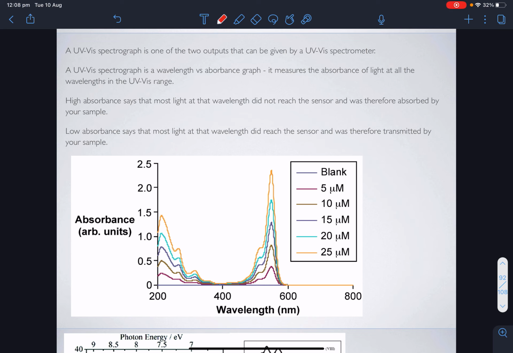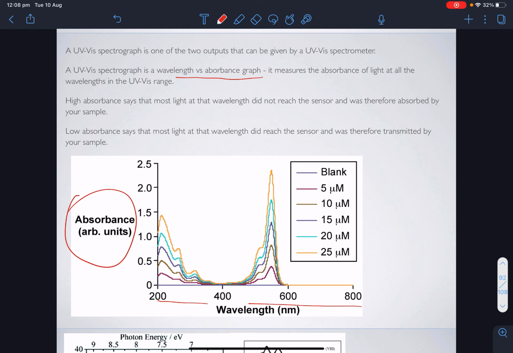So a UV-Vis spectrograph is one of the two outputs that can be given. It's a wavelength versus absorbance graph. So absorbance is on the Y axis, and it's a range of wavelengths. So it's measured the absorbance of your sample through different light, different colored light. High absorbance means that at the wavelength we were shining, the light didn't make it through the sample very well. Low absorbance means that pretty much all the light went through.